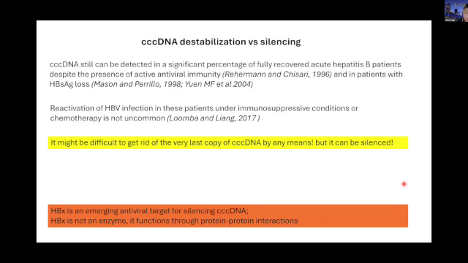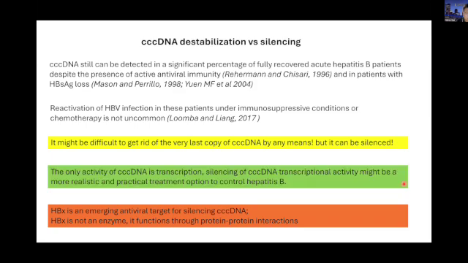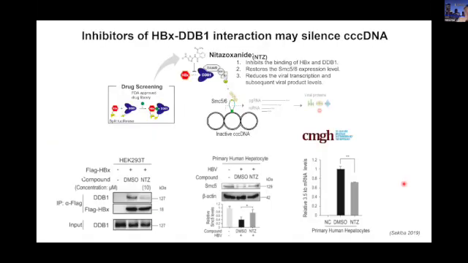So silencing may be the alternative approach. The only activity of cccDNA is transcription, as I mentioned previously, so silencing the cccDNA transcription activity may be a more realistic or practical treatment option to control hepatitis B. And considering the importance of HBx in cccDNA transcription, HBx is an emerging antiviral target for silencing cccDNA. But HBx is not an enzyme. It functions through protein-protein interactions. So the goal is to develop HBx inhibitors to silence the cccDNA.